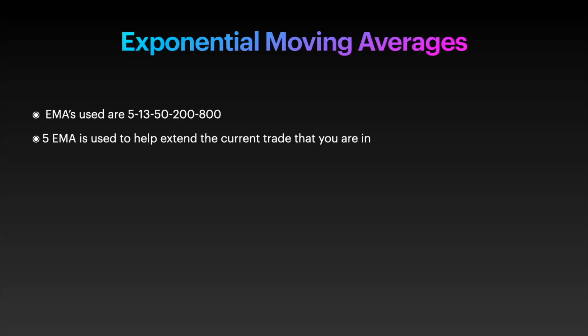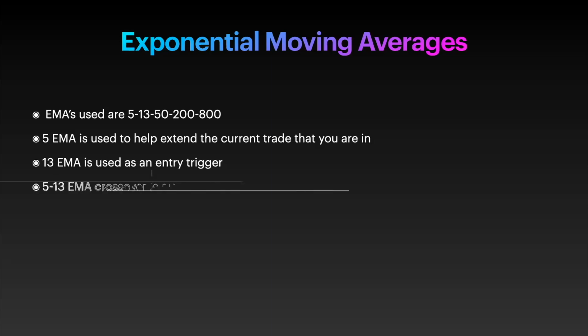The next one is the 13 EMA. That's used as an entry trigger, right? So we use that to enter trades. If you're a conservative trader, you'd be waiting for a 5 and 13 crossover, or if you're a more aggressive trader, then you'd be doing a 13 EMA close, meaning price would close above or below the 13 EMA. That would be your entry point, of course, after a pullback. The 5 and 13 together are used as an entry trigger for taking trades.